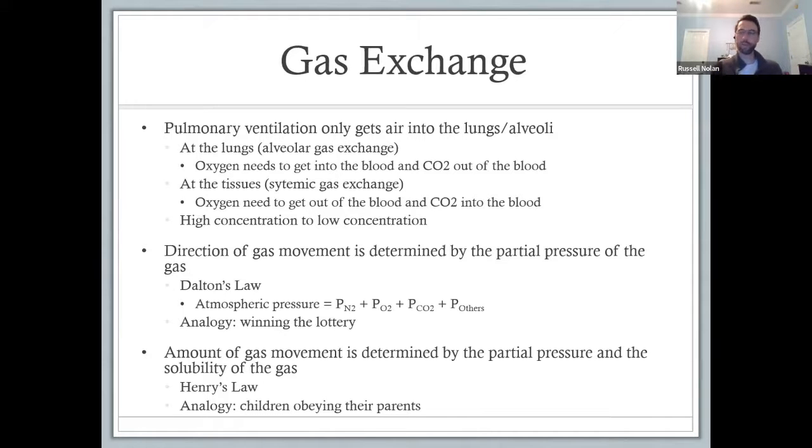This is systemic gas exchange because we're at the tissue. Oxygen needs to get out of the blood and CO2 needs to get into the blood. So to complete the sentence, at the tissues, oxygen needs to get out of the blood and into the working tissue, and CO2 needs to get out of the working tissue, since it's a waste product, and into the blood. That is the role of gas exchange. So what determines how gases move? Gases move passively by diffusion, and things move by diffusion from high concentration to low concentration.